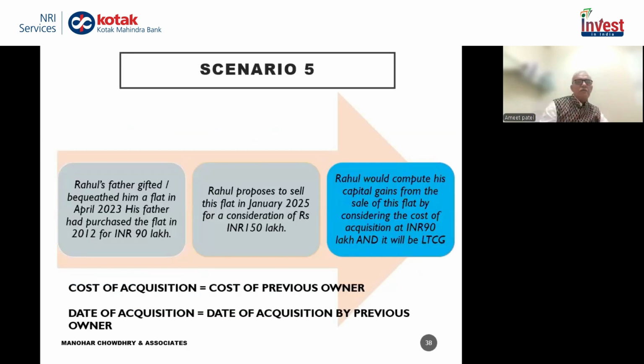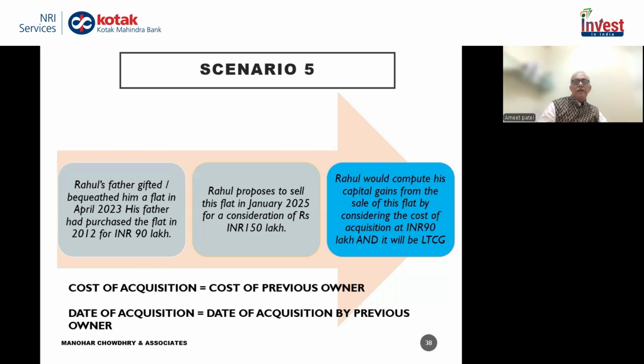Let's take an example. Rahul's father gifted or bequeathed a flat in April 2023. The father had purchased the flat in 2012 for 90 lakhs. Now Rahul proposes to sell this flat in January 2025 for a consideration of 1 crore 50 lakhs, 150 lakhs. He will need to calculate the capital gains from sale of this flat by considering the cost of acquisition at 90 lakhs. I mentioned earlier, in respect of gifted property or inherited property, the cost in the hands of the earlier owner will be deemed to be your cost.